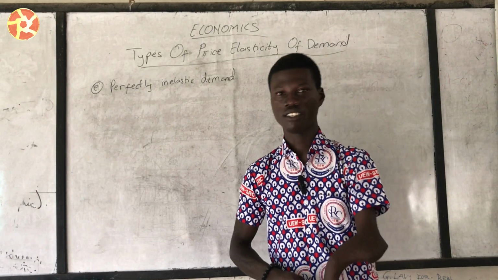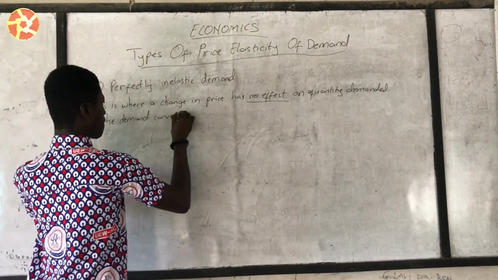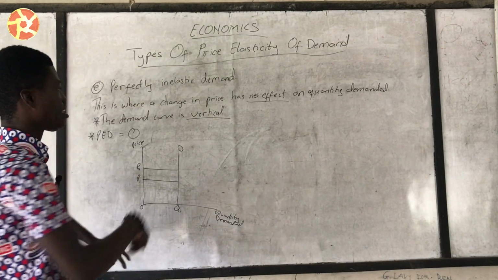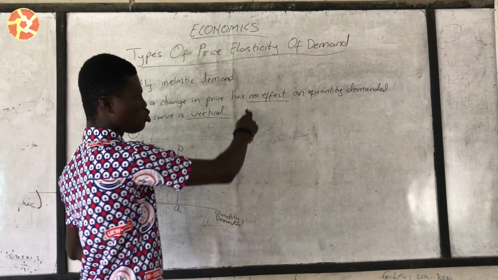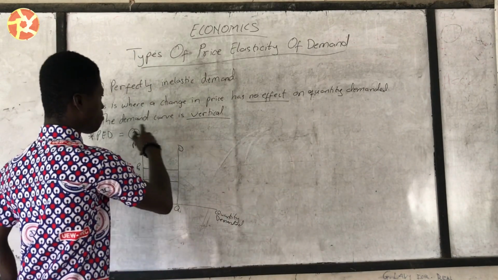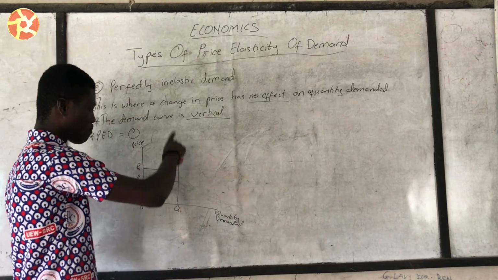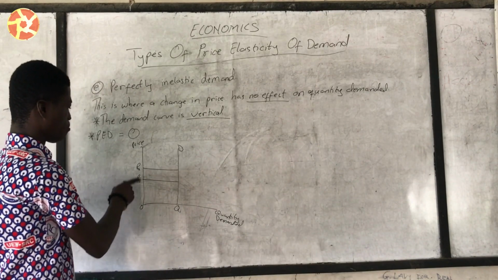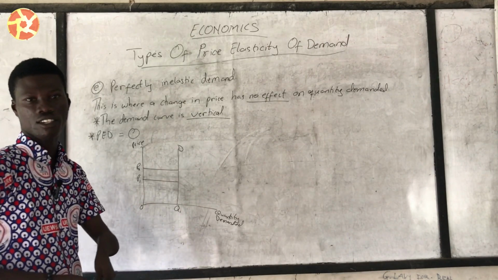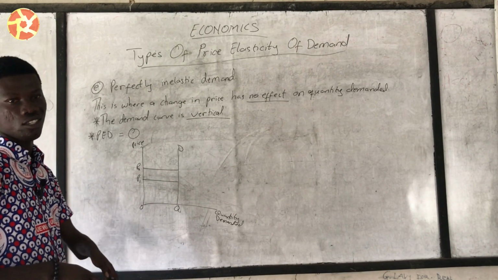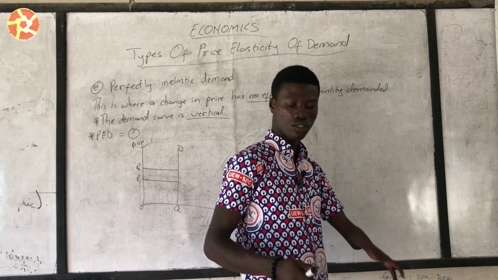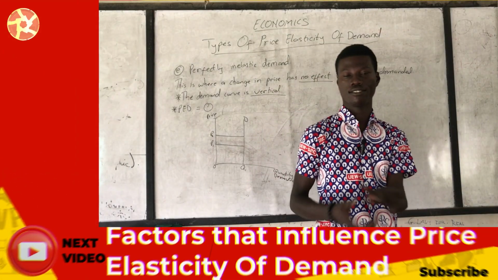Let's try something now and then we close for the day. As I was saying earlier, here a change in price has no effect on quantity demanded, and for that matter, the demand curve is vertical. It's vertical, as you can see, and a change in price does not have any effect on quantity demanded. And most importantly, the price elasticity is equal to zero.